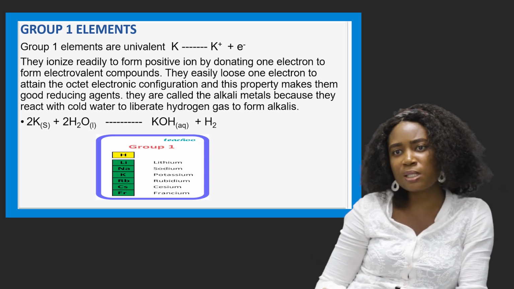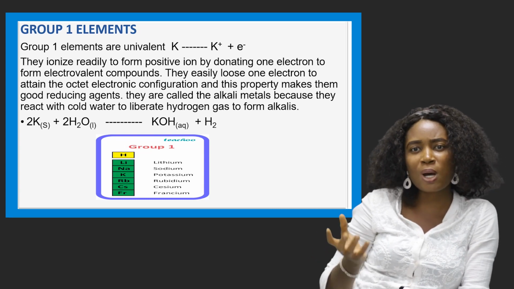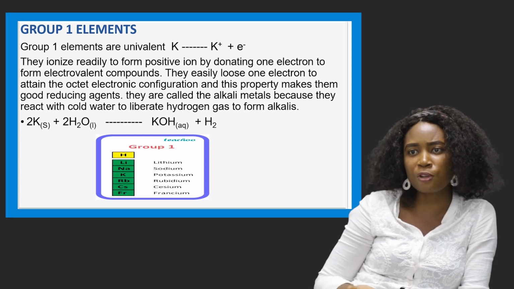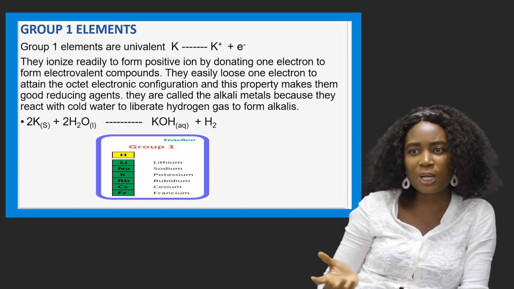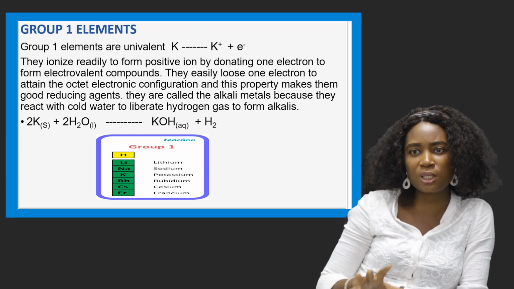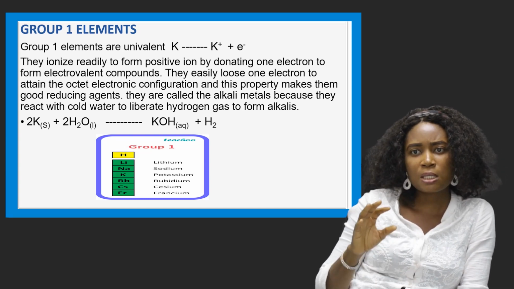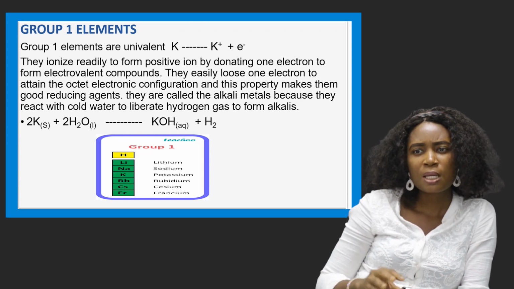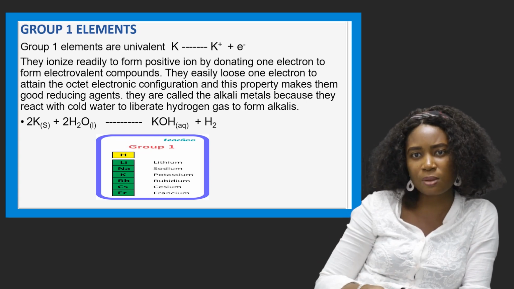And by losing this electron, they are able to attain the octet electronic configuration of the noble gases. These characteristics always make them good reducing agents. These group 1 elements are called the alkali metals.